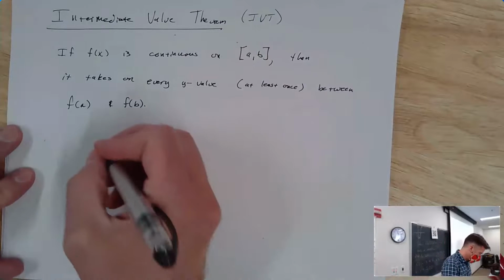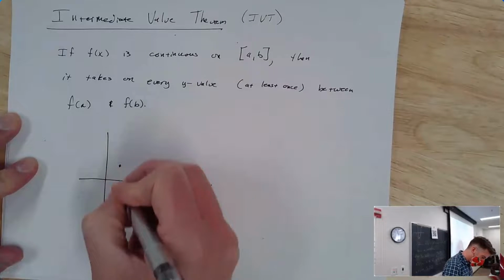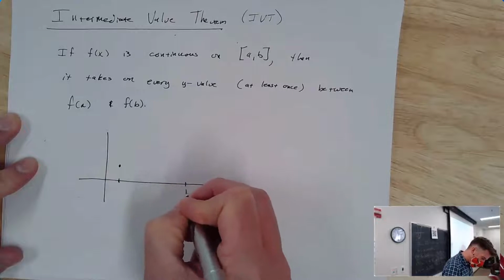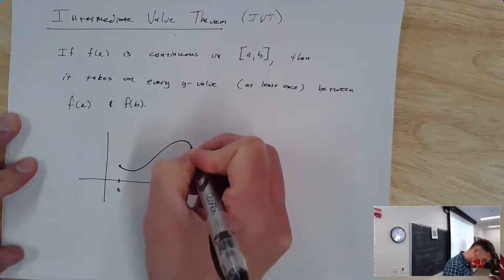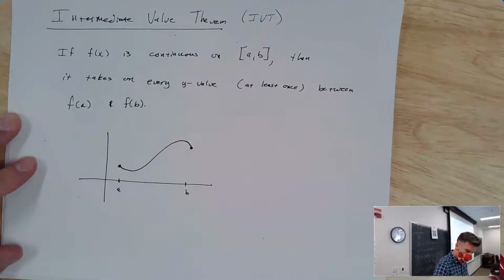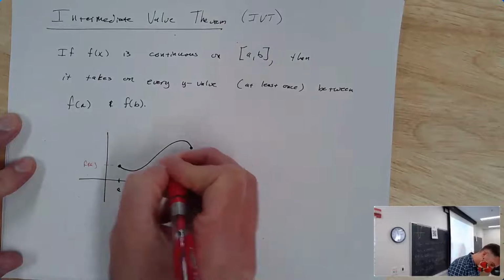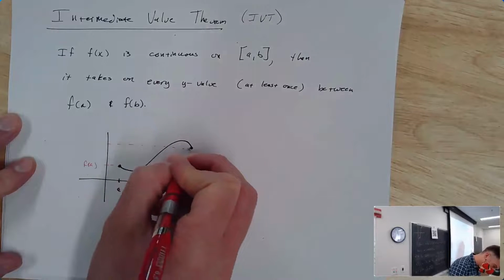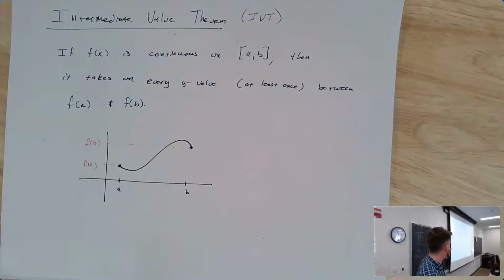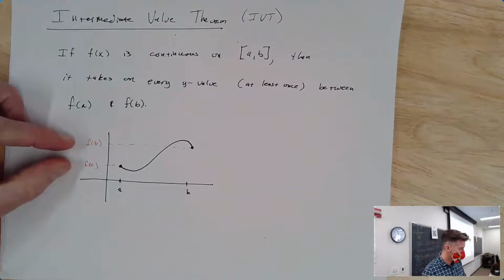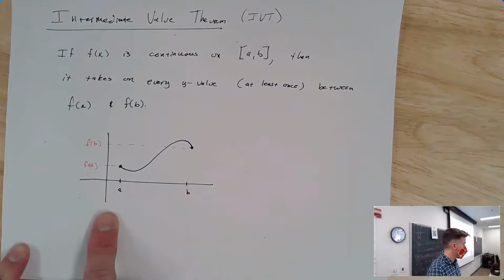So here's the idea. Let's say you've got some function. We know from a to b, it's definitely continuous. Maybe it looks like this. And over here is f of a, and over there is f of b. And we know that for all the y values between f of a and f of b, the function is equal to those y values somewhere for x values between a and b.